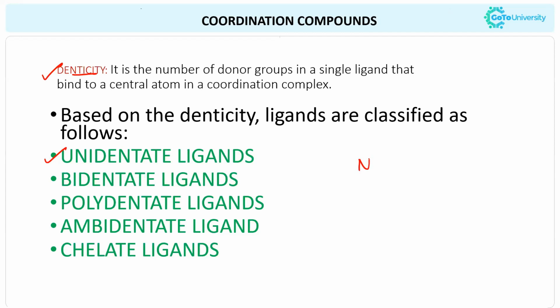For example, we can take ammonia. Ammonia is a ligand, right? Because nitrogen has one lone pair of electrons. This lone pair of electrons is given to the metal ion, right? So this is an example of a unidentate ligand, meaning they are giving only one electron pair.